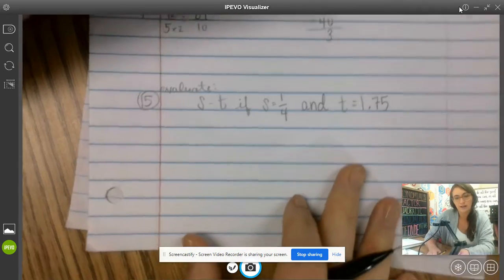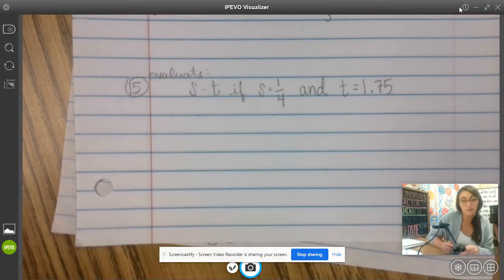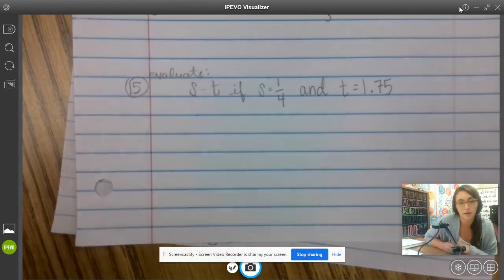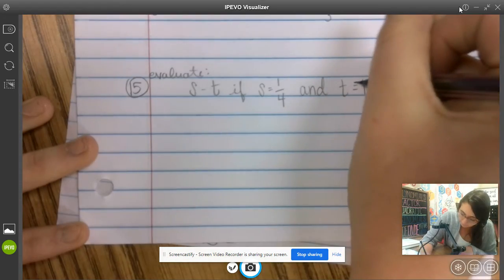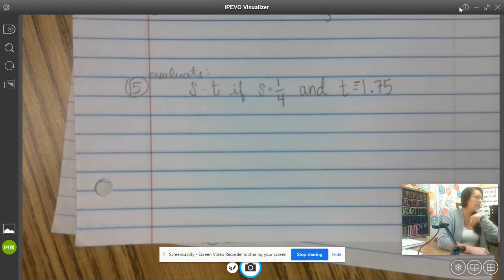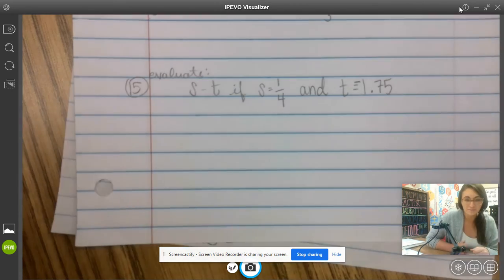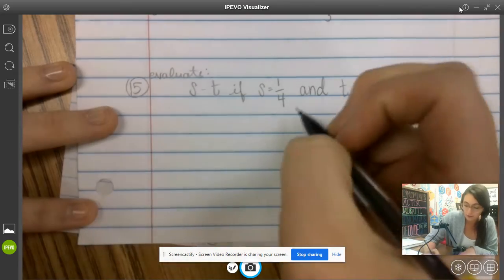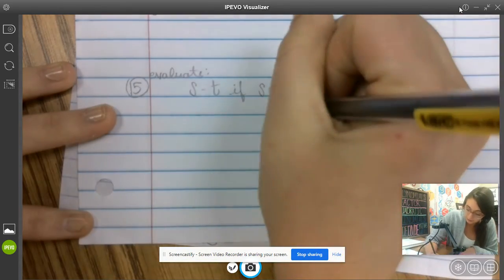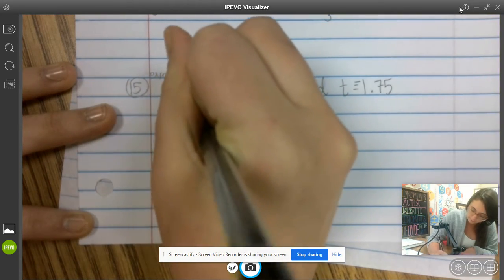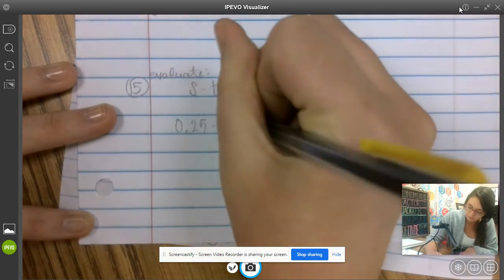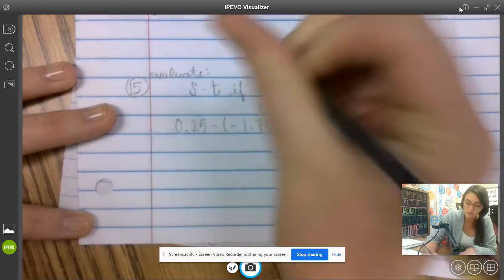This is another one of those evaluating problems. Okay, that just means I changed these letters to whatever they gave me in the problem. Well, I'm going to make sure the signs are right before I do this. Yep, this is supposed to be a negative 1.75. I thought so. Okay, so S is 1/4. Well, I know 1/4 is 0.25, so I'm going to go ahead and change that to 0.25. So I've got 0.25 minus negative 1.75 because that's what it said T was.